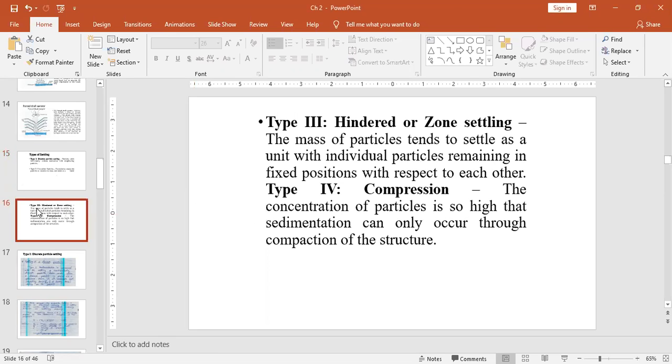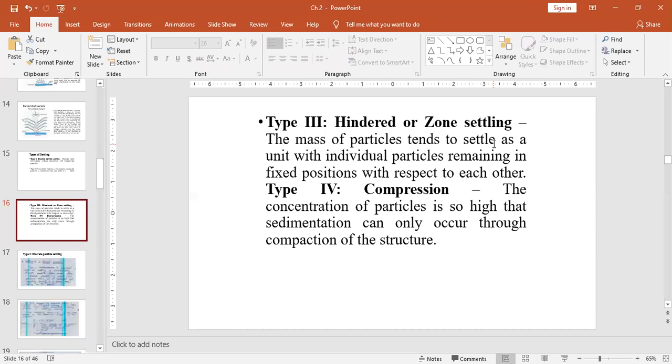Then type 3 settling, also known as hindered settling or zone settling. The mass of particles tends to settle as a unit, with individual particles remaining in a fixed position with respect to each other.